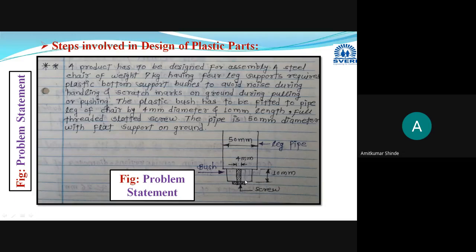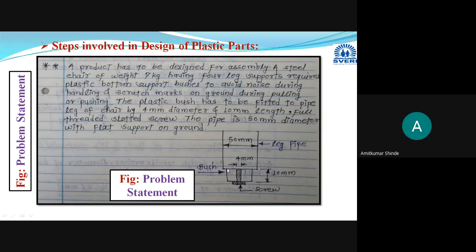Now to determine the length of the bush, as we are going to fit, or assemble, this bush to the leg of that chair, we are going to attach it from the bottom surface with the help of one screw. And as the screw has 10 millimeter length, the height of this bush will be 10 millimeter. You can decide the height with the help of the screw required.